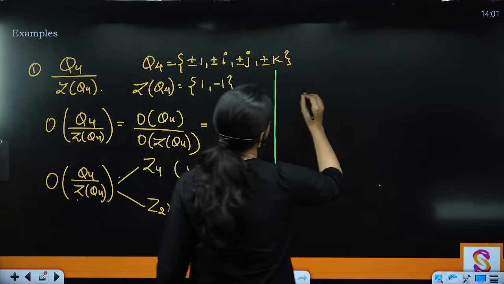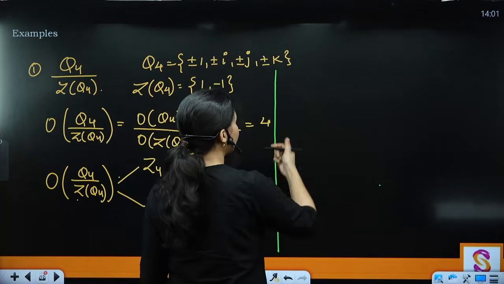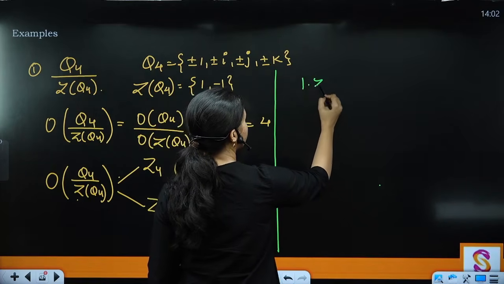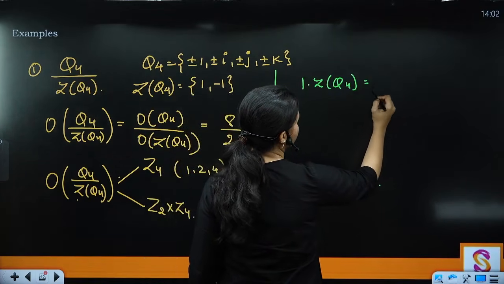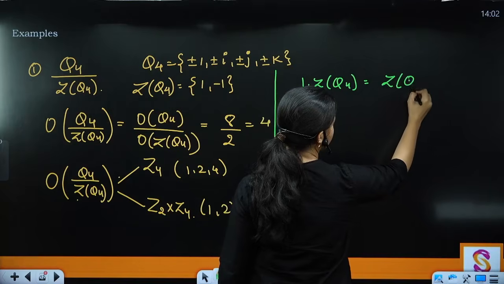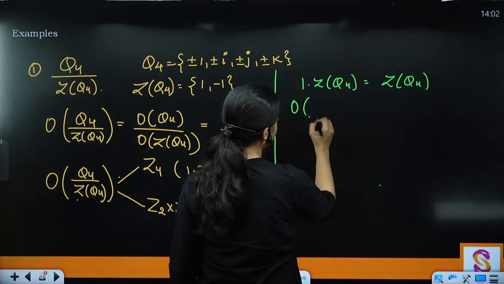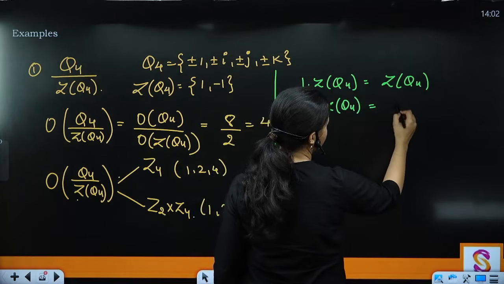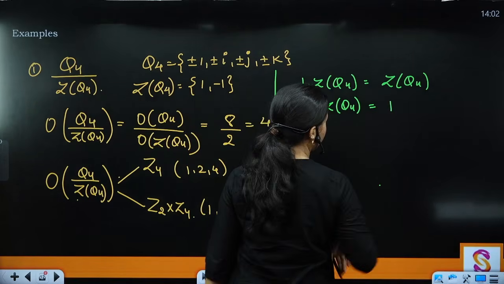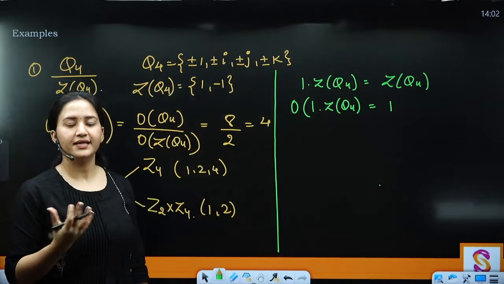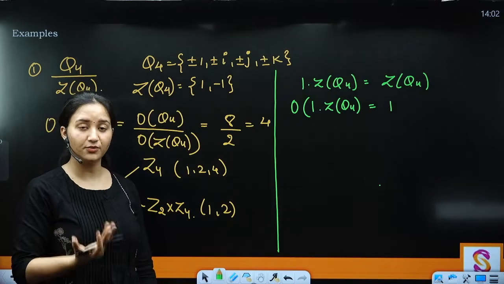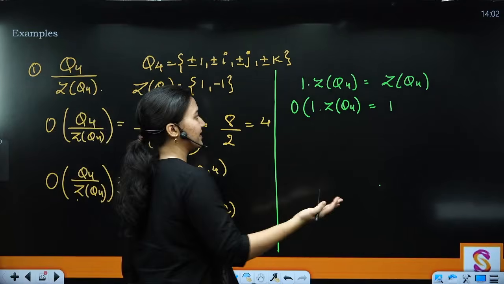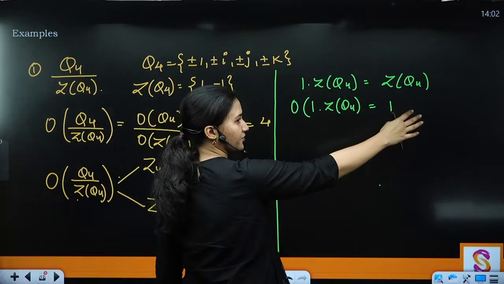All right. So first let's take, I guess, 1, that is the identity element, right? So 1 dot Z(Q4) is going to be equal to Z(Q4) only, right? So the order of 1 dot Z(Q4) is going to be 1, right? Because coset का identity element क्या है? The coset, the subgroup itself, right? So what is the subgroup? Z(Q4). Similarly, I can say कि -1 से जो coset बनेगा that is also going to be the same, right?